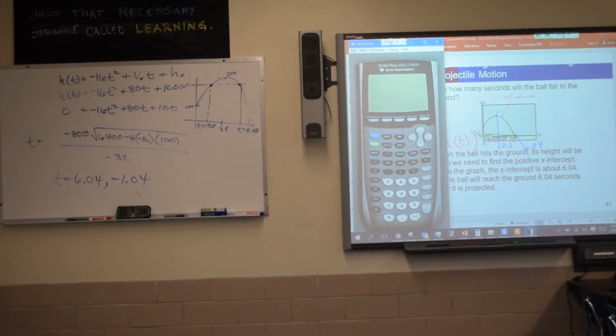What I want to show you guys is how to use your calculator to do this, because you're seeing that that's a lot of what's going on in the PowerPoint. What I want you guys to do is get your calculators out, and you're just going to go to y equals.